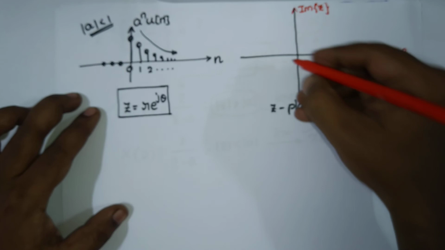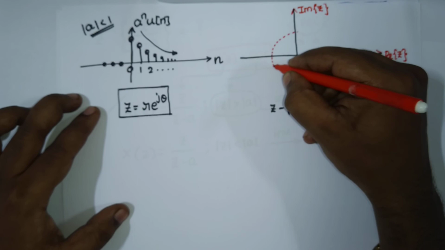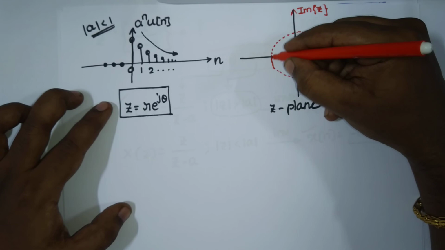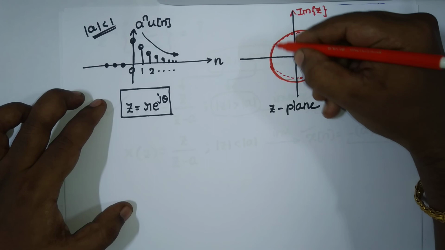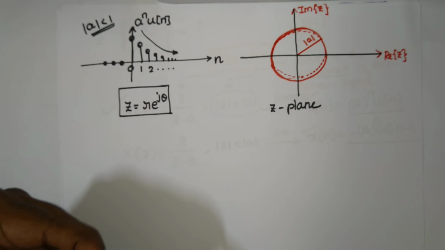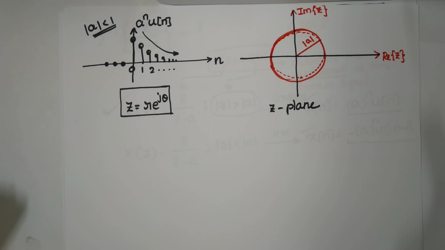Now let me take a circle. I have a circle with radius a, so let me draw approximately a circle. So this is my radius, and the radius is modulus of a. Why modulus of a? Because the radius of a circle must always be positive. The radius cannot be negative, right? So that's it.